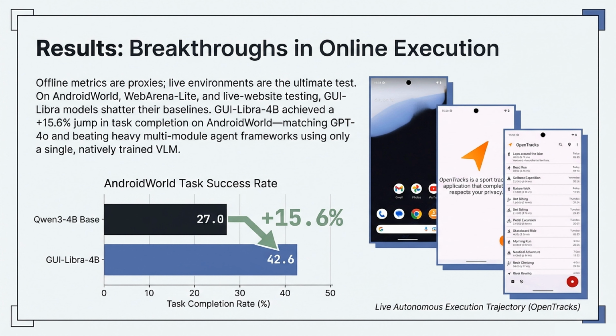But offline metrics are just proxies. Live environments are the ultimate test. On platforms like Android World, GUI-Libra models shatter their baselines. Our GUI-Libra 4B model achieved a massive 15.6% jump in task completion on Android World. It matches GPT-4o and beats heavily trained multi-module frameworks, all while using just a single, natively trained VLM.